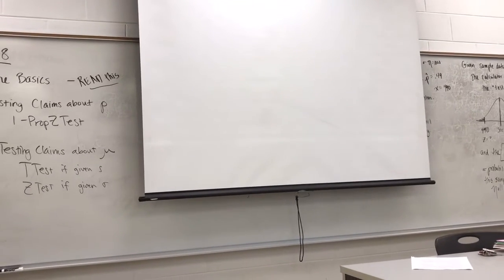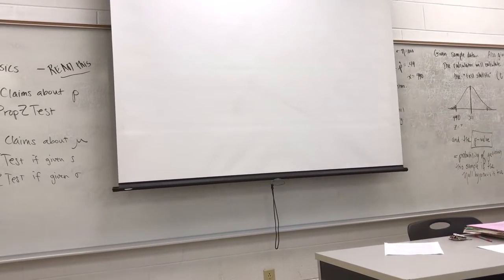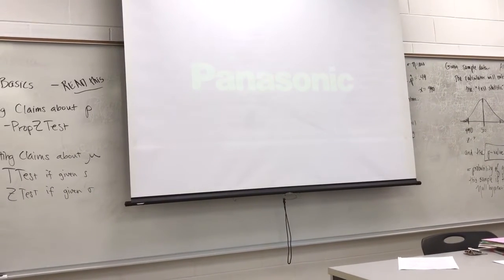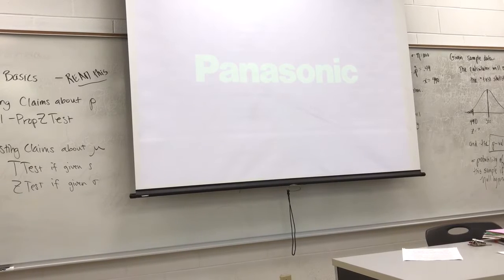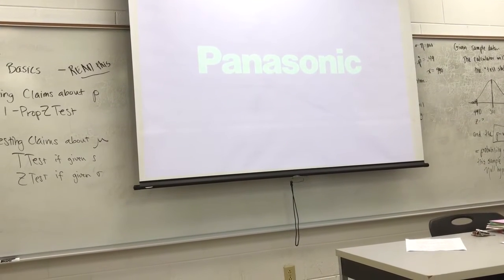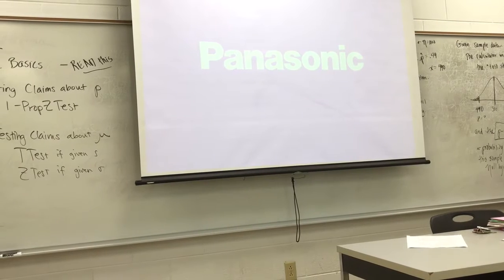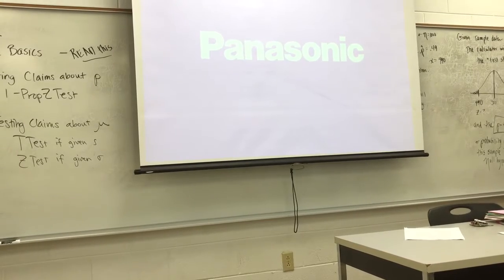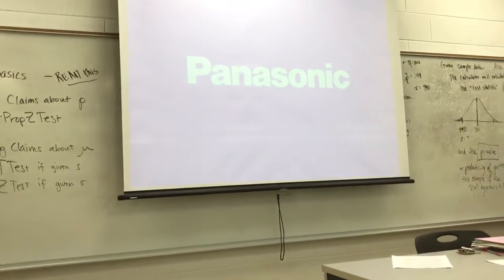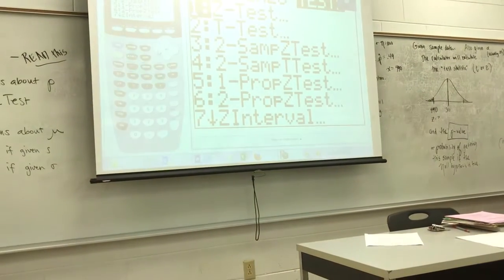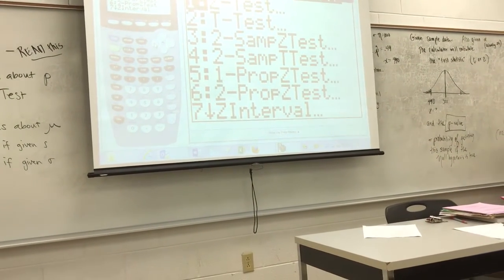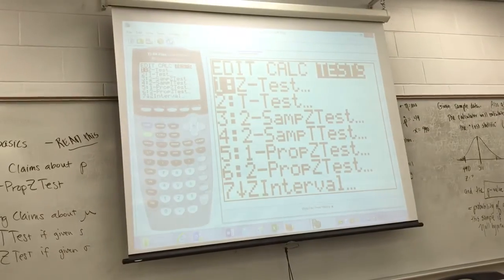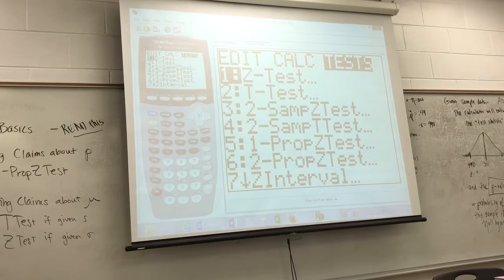One prop z test is on that first list when you go to stat and test. Let's warm up again. I have a feeling this one is actually going to be a pretty big p-value because 49% is pretty close to 50%. All right, so option 5 is one prop z test.